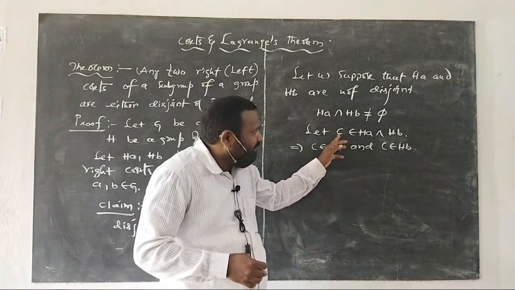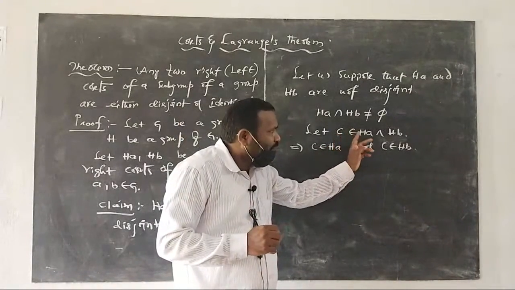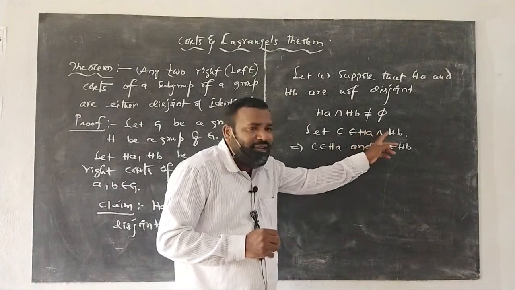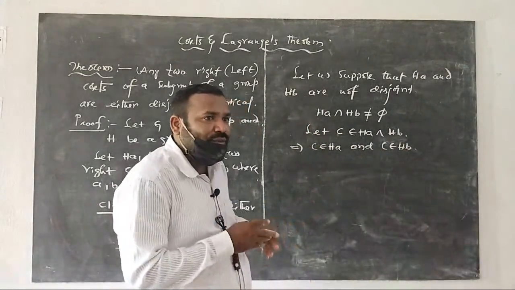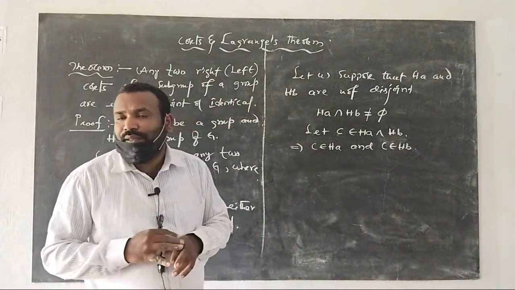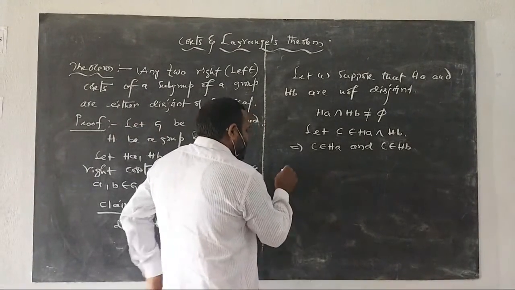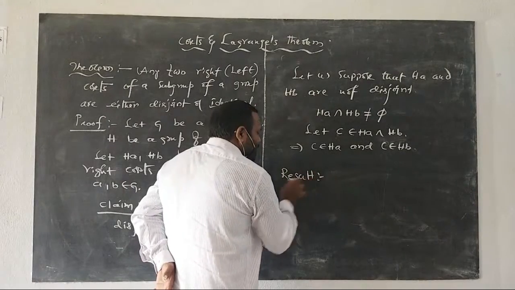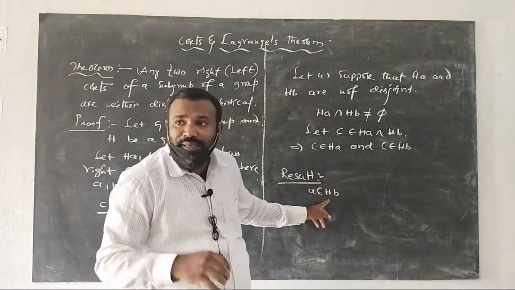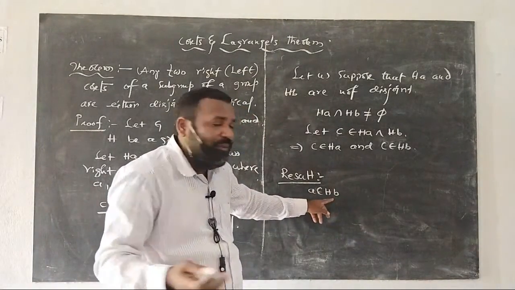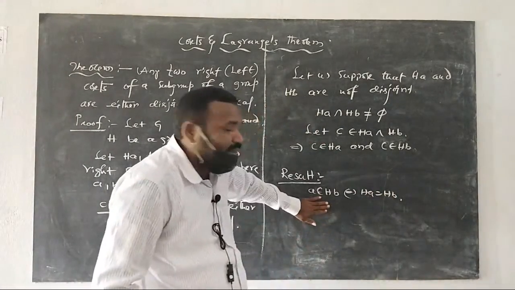So let C be the common element. C is a member of both HA and HB, so C belongs to HA and C belongs to HB. Here we use the previous theorem which is already given. What is that theorem? This result says: A belongs to HB, where HB is a right coset, if and only if HA equals HB. So we use this result.